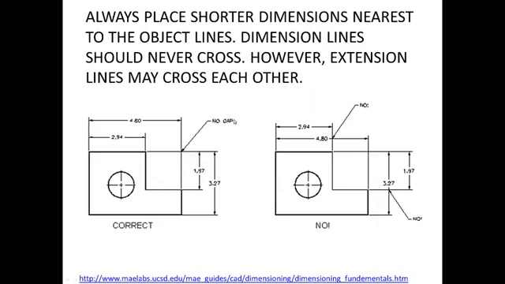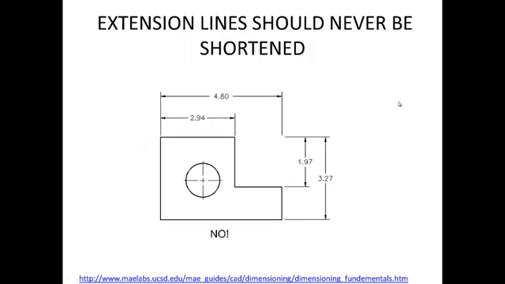And always place the shorter dimension nearest to the object lines, and then dimension lines should never cross. And sometimes you can have extension lines which may cross each other. So the left view is just fine because first we have the shorter one and then the bigger one, shorter, then the bigger one. And here it's not good because we have the bigger one first and then the shorter one. So here they're overlapping. This is not correct. And the same way here, we have the bigger one first and the shorter one second.